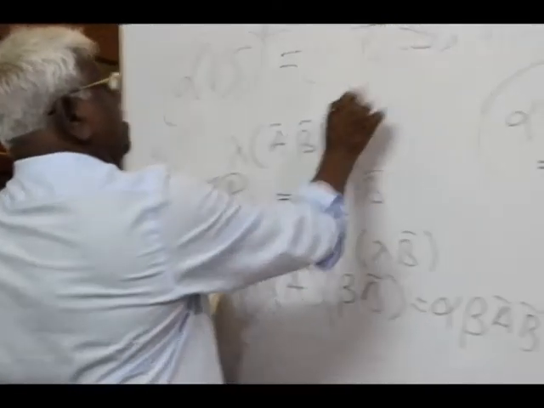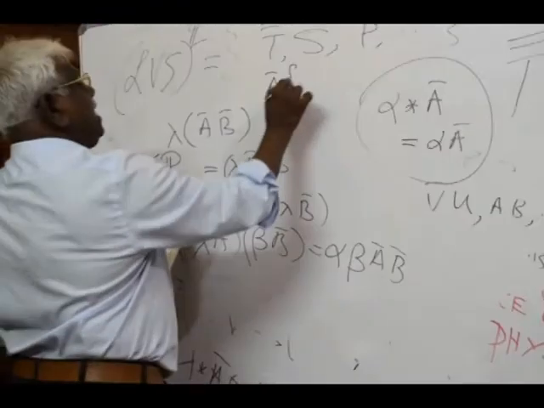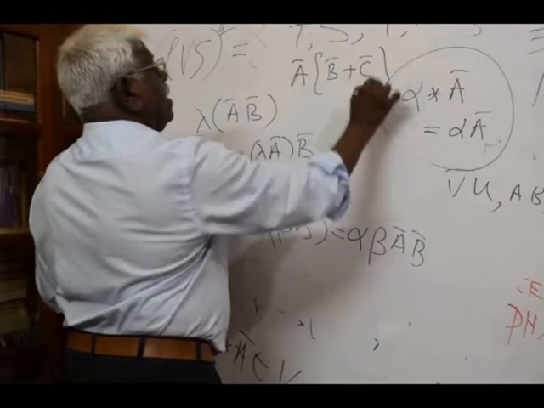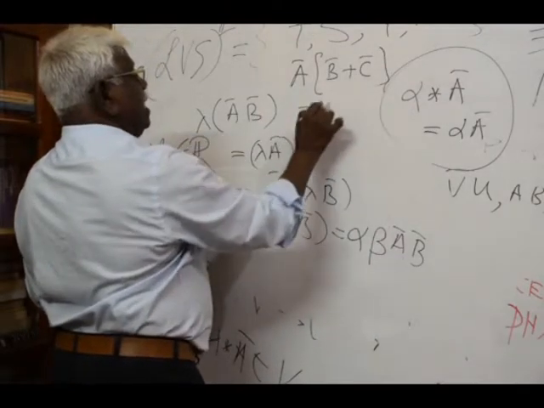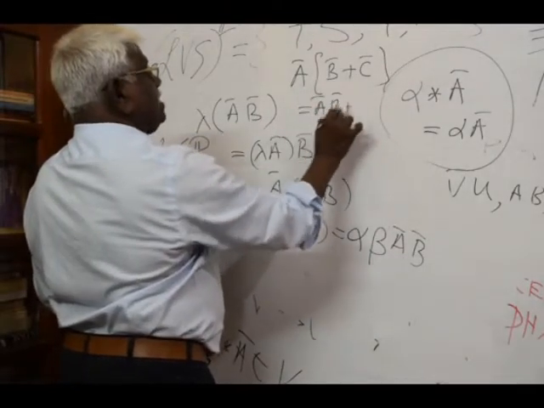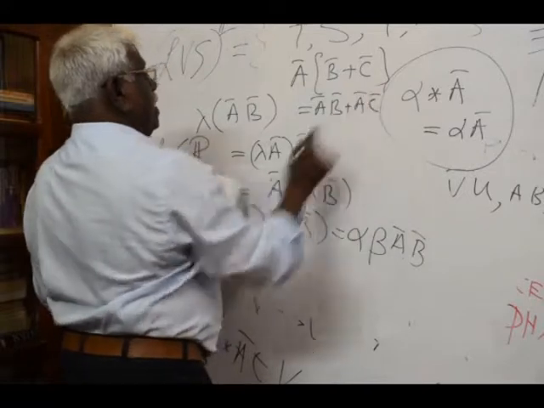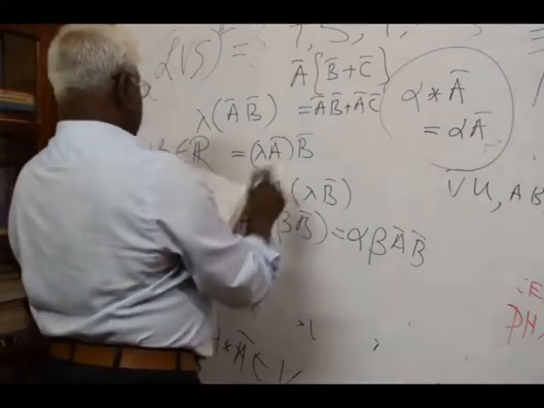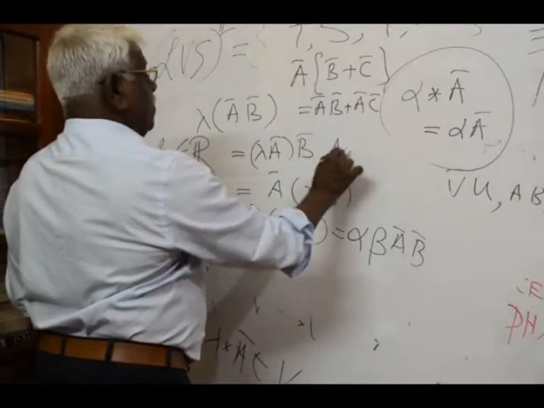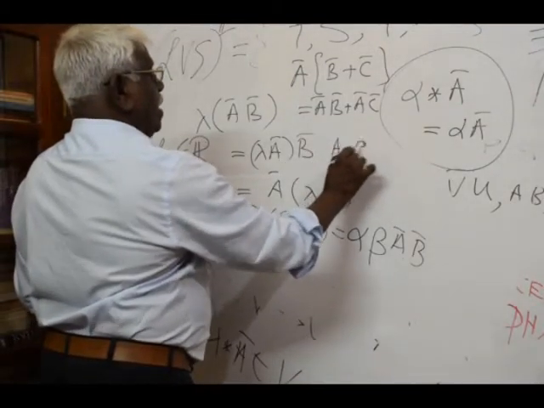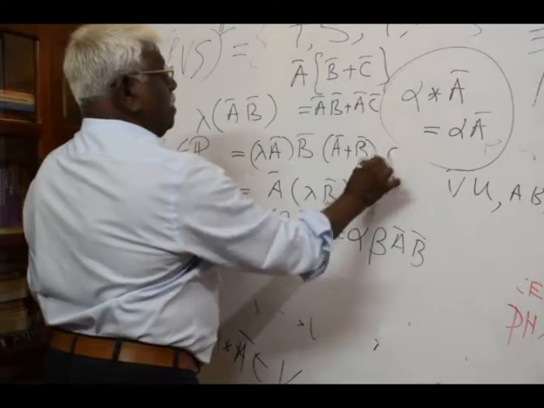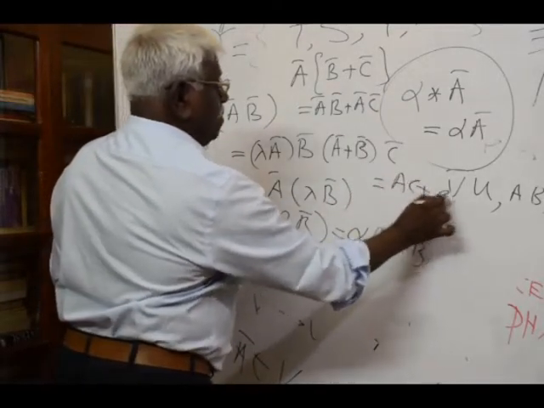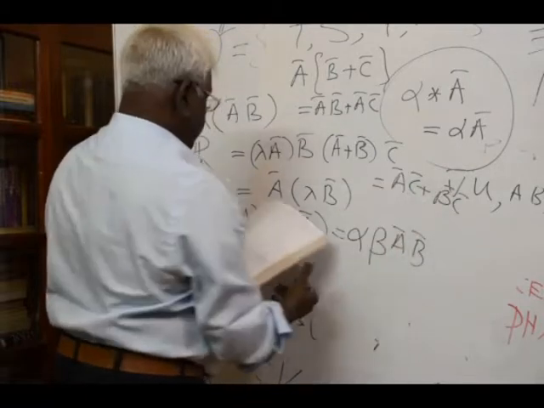Then I can write A into B plus C equals, simply I write as AB plus AC. And A plus B when multiplied with C gives AC plus BC, so on and so forth.